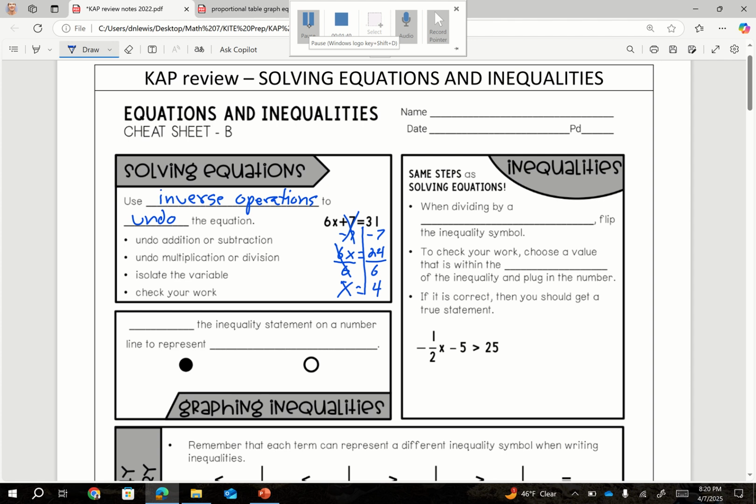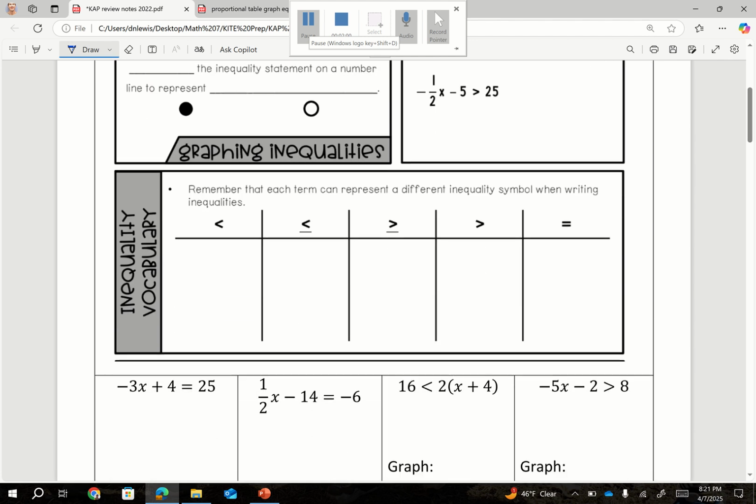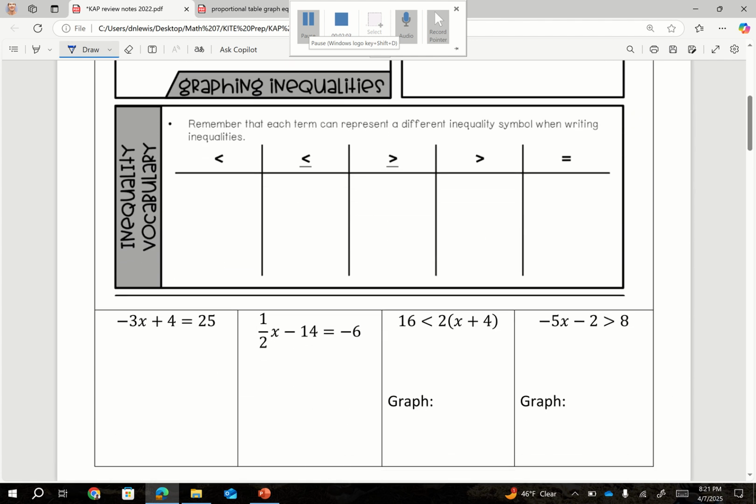Check your work. You could go back and plug 4 in for x. 6 times 4 plus 7. Does that equal 31? 6 times 4 is 24 plus 7 equals 31. So we know we did it correctly. All right, before we start on inequalities, I'll jump down to the bottom here and just do a couple more practice solving equations. So we always want to draw our line.